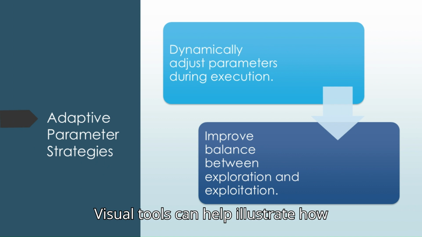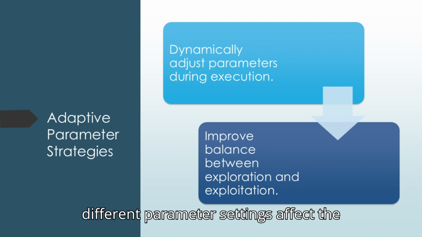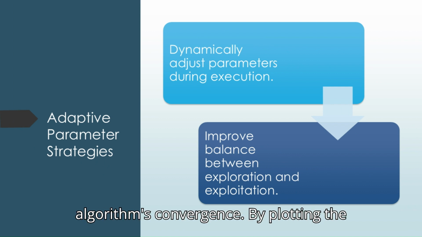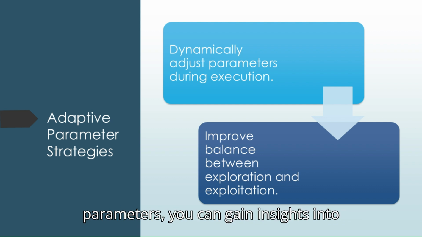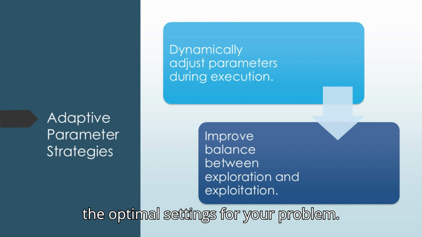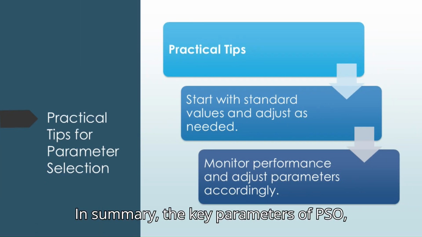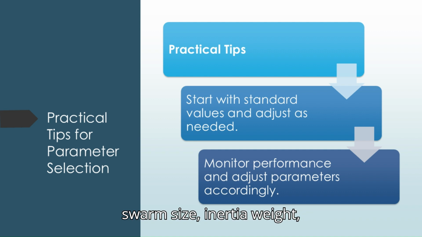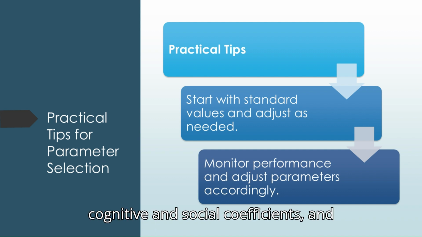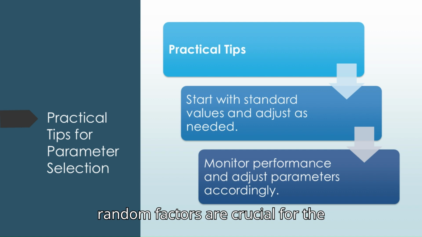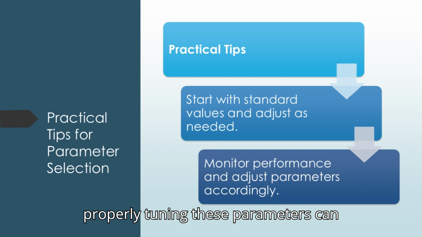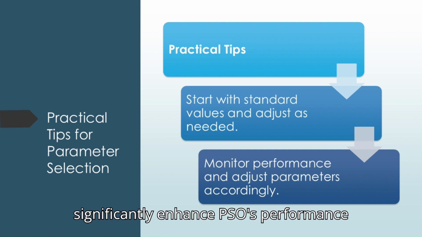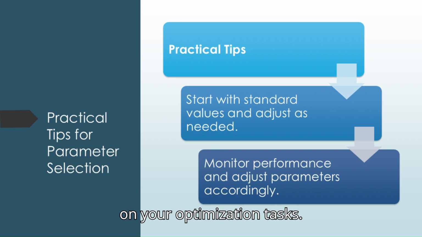Visual tools can help illustrate how different parameter settings affect the algorithm's convergence. By plotting the swarm's performance over time with various parameters, you can gain insights into the optimal settings for your problem. In summary, the key parameters of PSO, swarm size, inertia weight, cognitive and social coefficients, and random factors, are crucial for the algorithm's success. Understanding and properly tuning these parameters can significantly enhance PSO's performance on your optimization tasks.